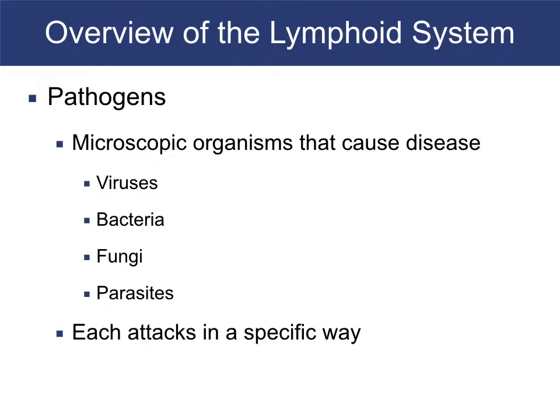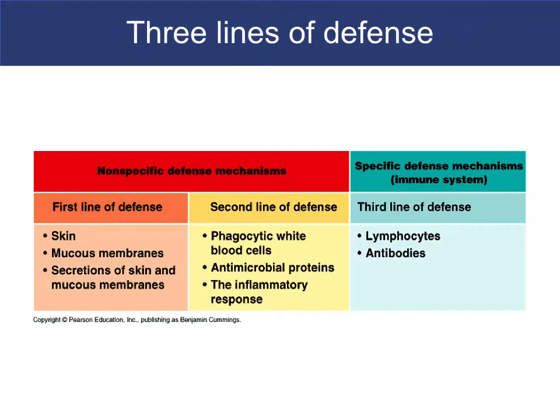Pathogens. What are pathogens? Let's talk about that. Those are things that cause disease. Microscopic organisms that cause disease. That's simple enough. Patho means disease, right? Remember that? Pathogens. So the pathogens can take the form of viruses, bacteria, fungi, funguses, and parasites. Now, each of those types of pathogens attacks our bodies in a different way, and we have sort of a different mechanism for fighting them.